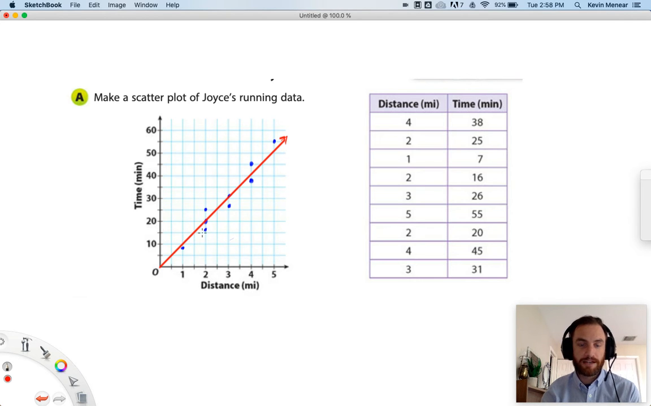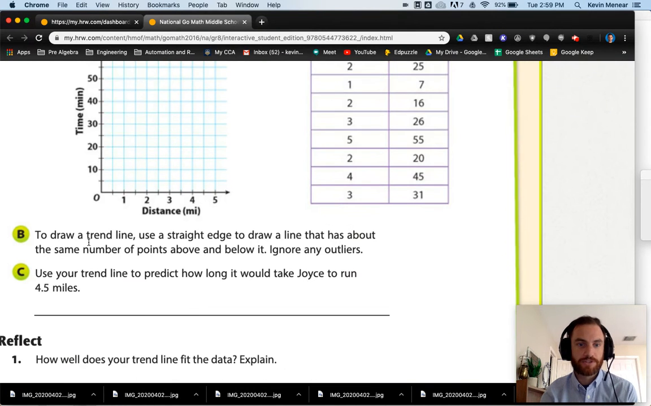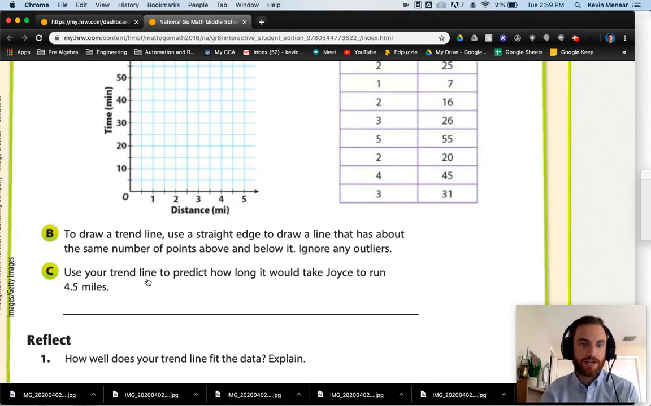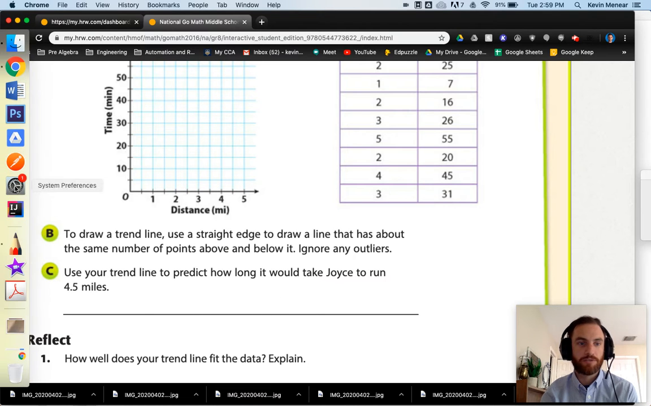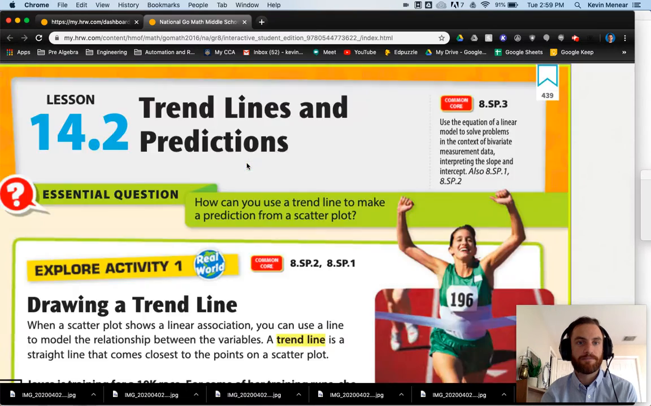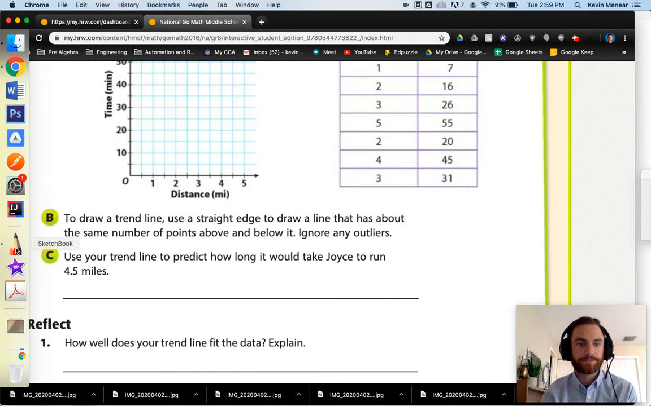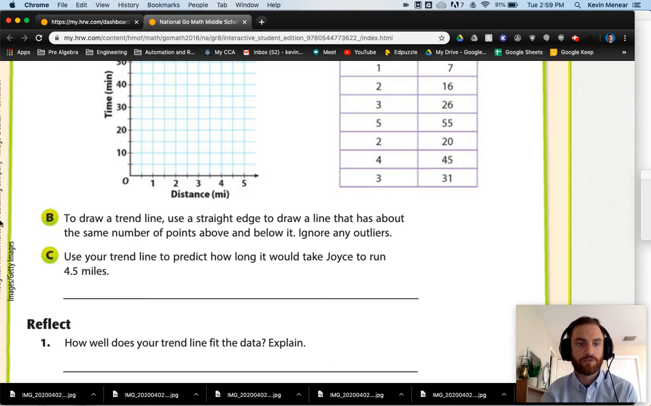Part A and I think the next part too. So I made the scatter plot. Those blue points were the scatter plot, and then I added the trend line. So to draw a trend line, use a straight edge. And then it finally says, use your trend line to predict how long it would take Joycey to run 4.5 miles. Okay, so this is where the prediction part comes from. So it says trend lines and predictions. Okay, so I want to predict how long it will take Joycey to run 4.5 miles.